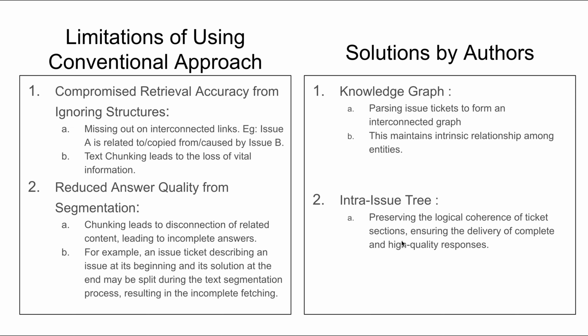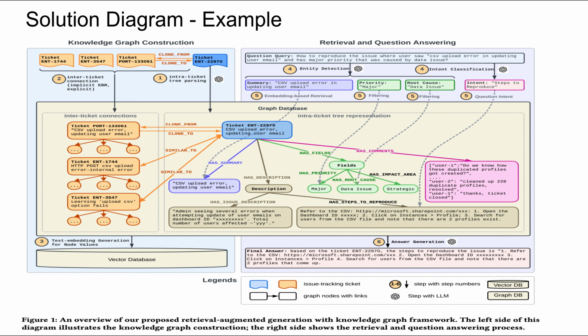The second thing, they have solved it using an intra-issue tree, wherein they are preserving some meta information and making some blocks and nodes to bifurcate those pieces separately, so that any particular piece of information needed could be fetched just by traversing the graph itself. So let's look at an example to understand things better. Let's see how this particular query can be solved using the entire approach that we discussed.